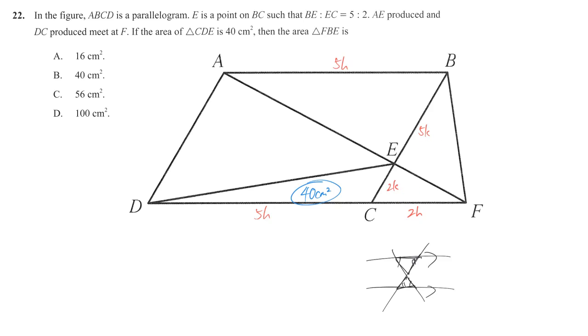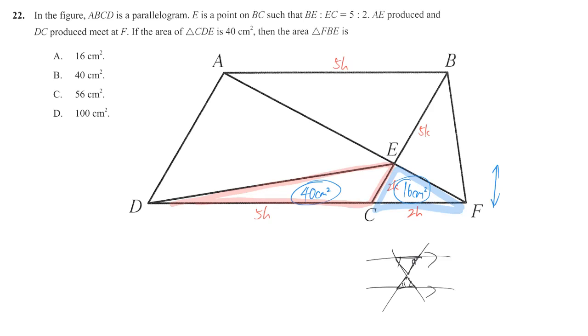To find this part, we focus on this triangle together with this triangle. These two triangles share the same height, which means that the base ratio is the only thing that matters and affects the area. So in this case, the base ratio determines the area ratio. This area to this area should be 5 to 2. 40 represents 5 proportions, so each proportion is 8, and then you get 2 of them, so this is 16.